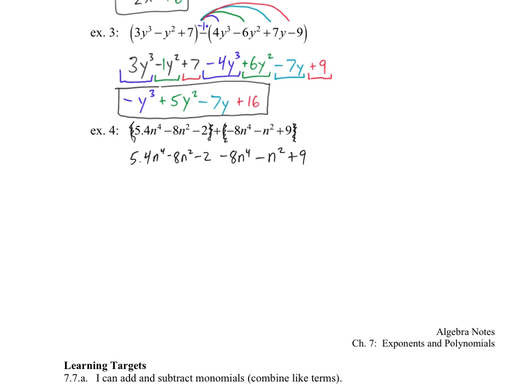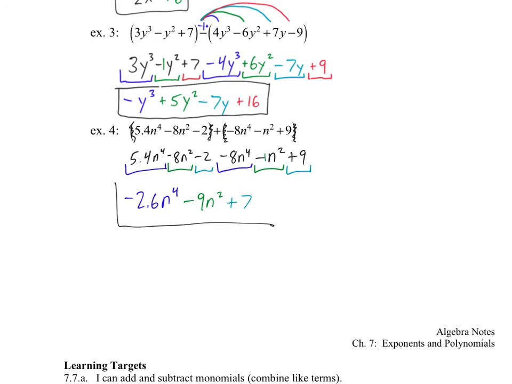And it's really just combining like terms. So I'll try to go quickly. So I have a positive 5.4n to the fourth. I'm going to take away 8, which should give me a minus 2.6. So negative 2.6 of my n to the fourths. Then I have a minus 8n squared minus another 1n squared. Gives me a minus 9n squared. And last but not least, I have my -2 and my positive 9 gives me a positive 7.